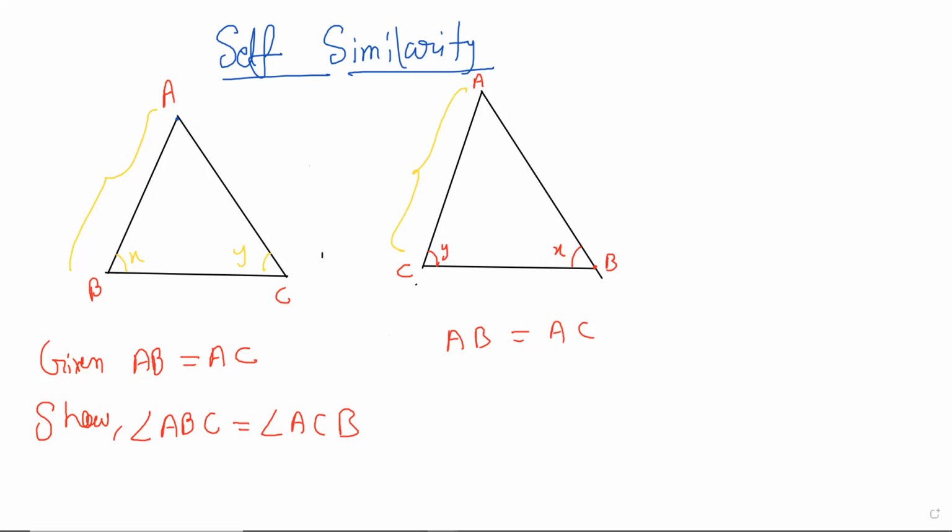And this angle is equal to this angle. Meaning the angle BAC is equal to angle CAB. So you can probably understand where I'm going. I'm going to SAS similarity. I'm going to show that they are similar triangles.